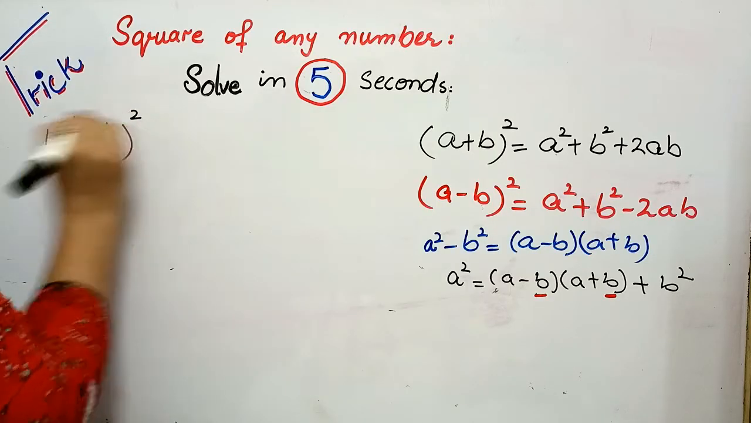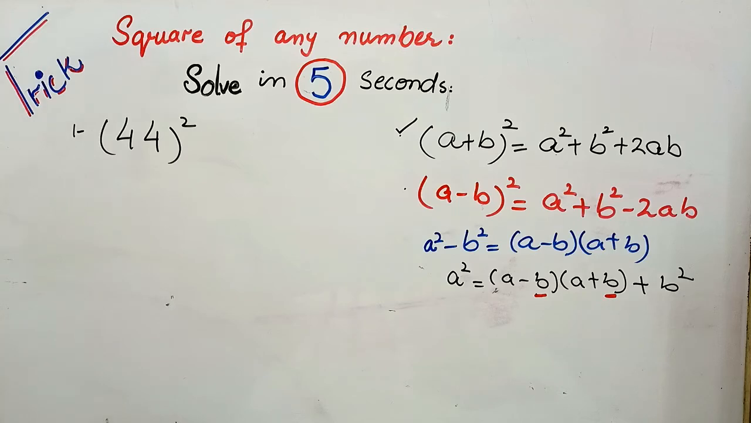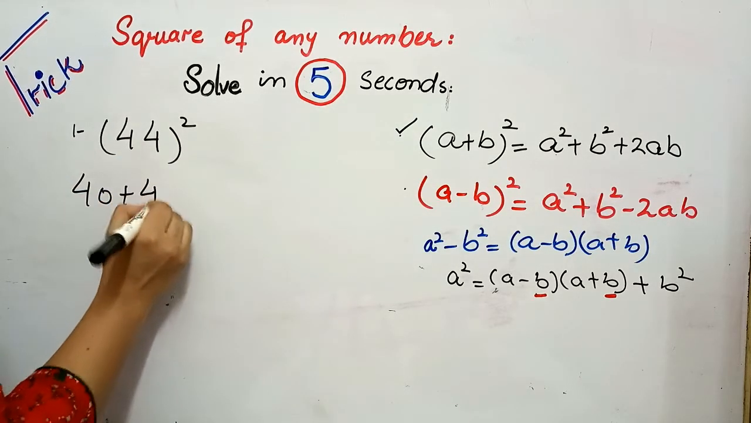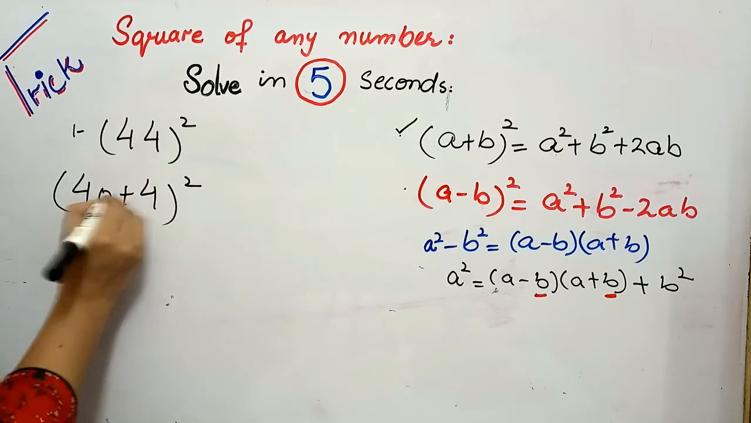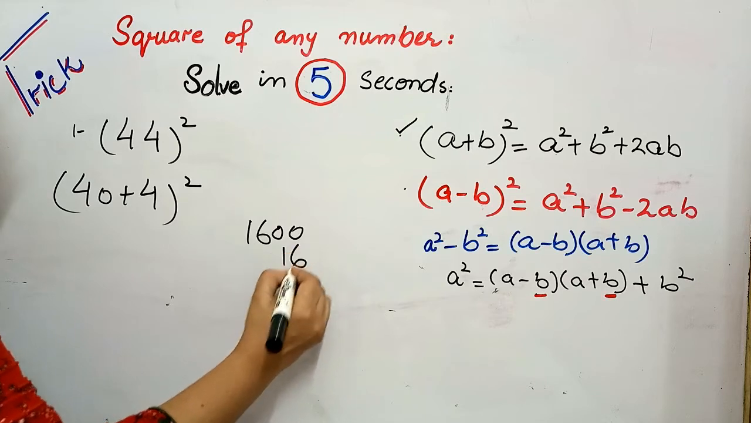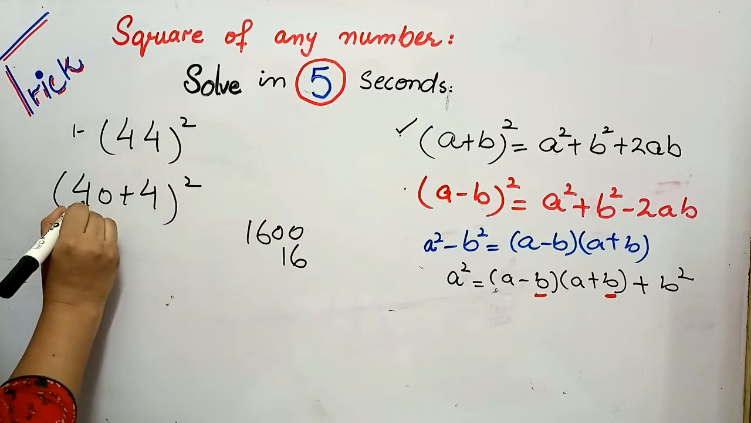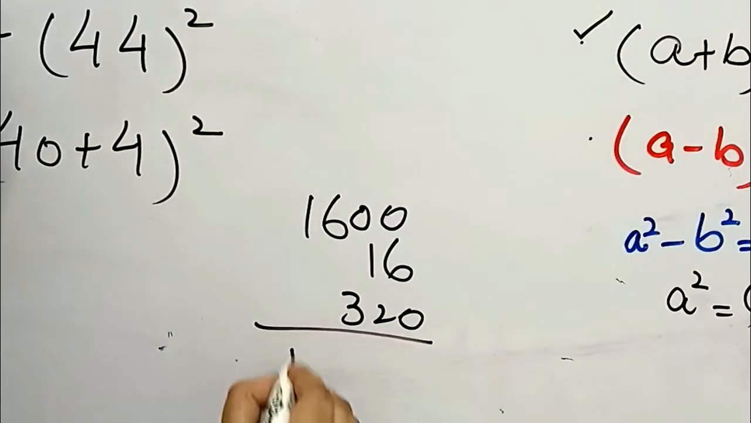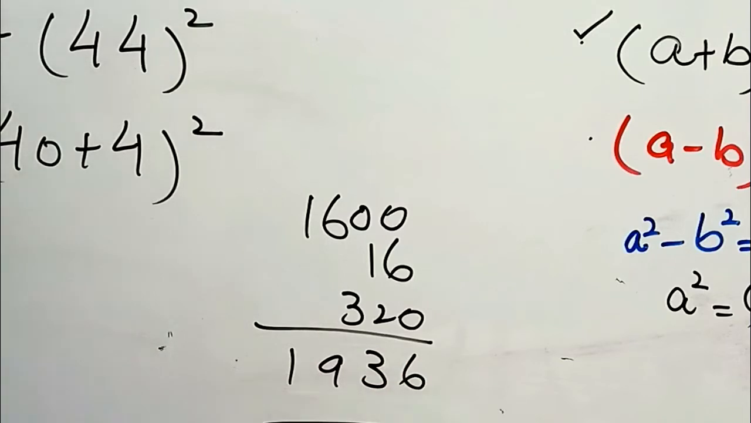44 square. Let's start. We are using this. It will be 40 plus 4 whole square. 40 square is 1600 and 4 square is 16, plus 40 into 4, that will be 160, multiplied by 2, and it will be 1936. Yes, this was as simple as it is.